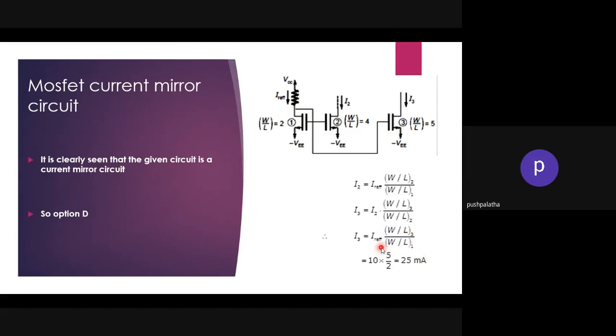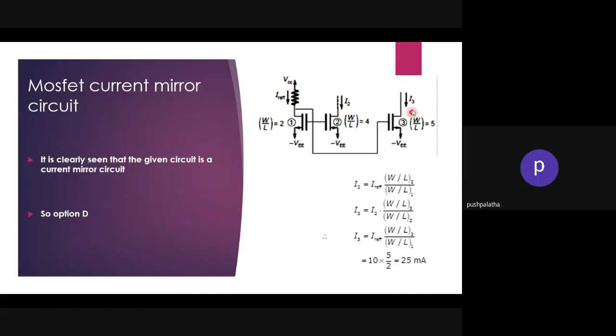So what is the I reference value they have given? I reference value they have given is 10. So what is the W by L ratio of your third MOSFET? It is actually 5. And the W by L ratio of the first MOS device is what? It is 2. So 10 into 5 by 2, which is equal to 25 milliamps. So that's it. It is very simple. So it is option D. Clear?